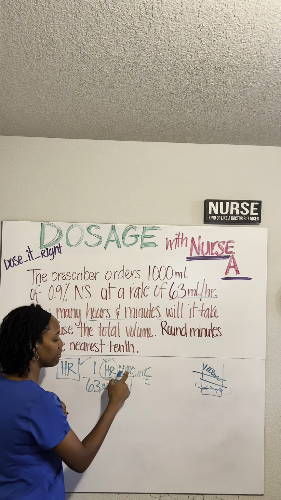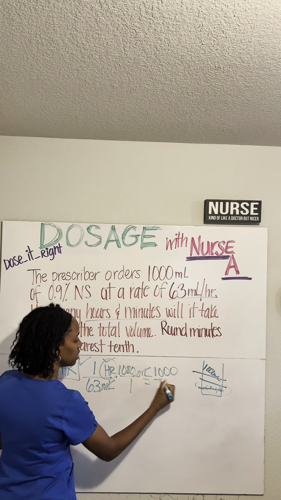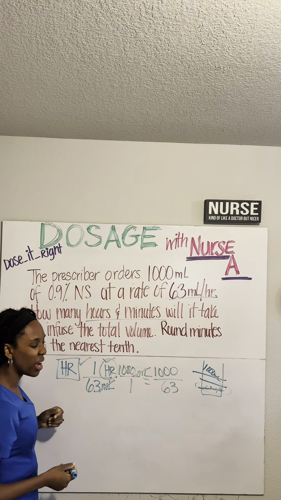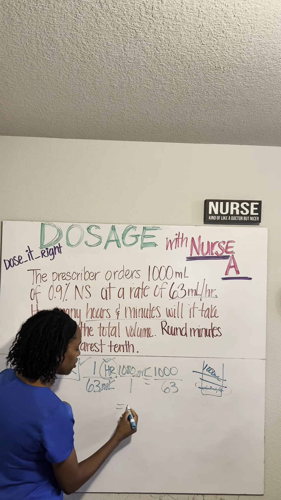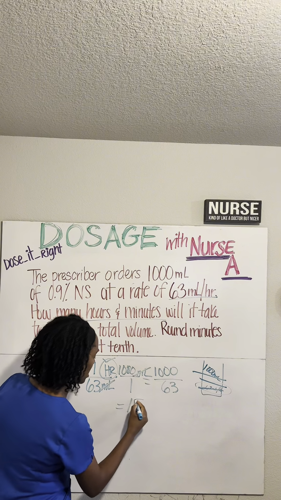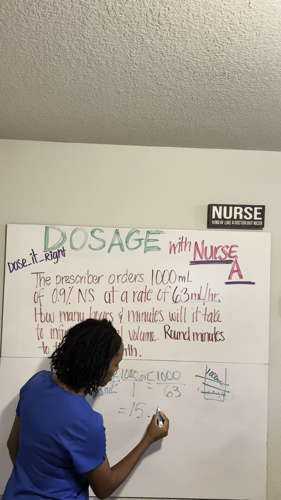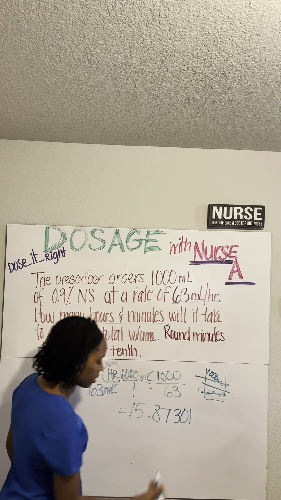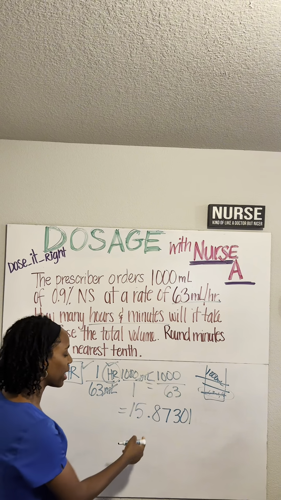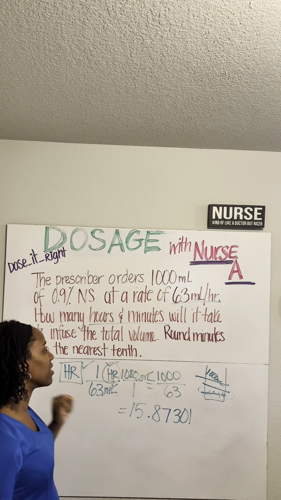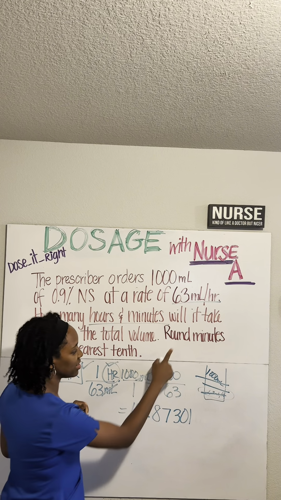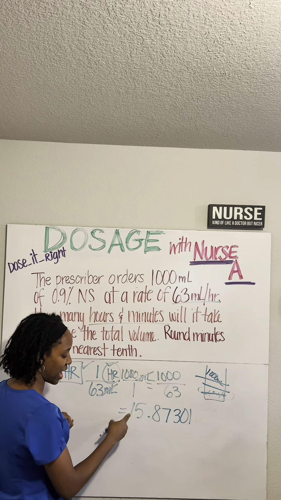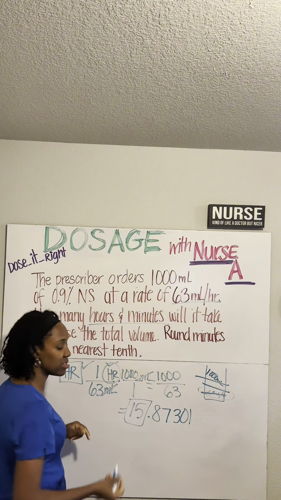If we're left with exactly what we're looking for, now we can solve. So 1 times 1,000 equals 1,000. 63 times 1 equals 63. All right, go ahead and put this in your calculator, and you will get something like 15.87301. All right, and it has way more numbers after that, but I like to at least have 3 numbers. Now the next part says round your minutes to the nearest 10th.